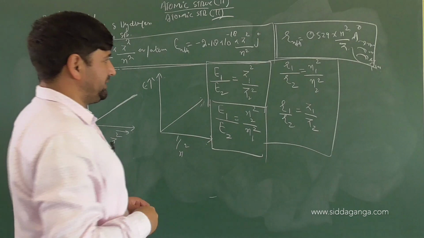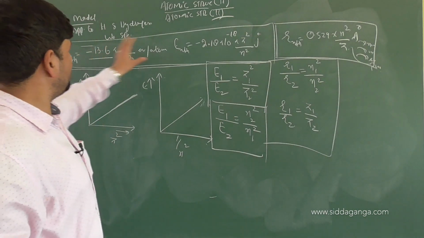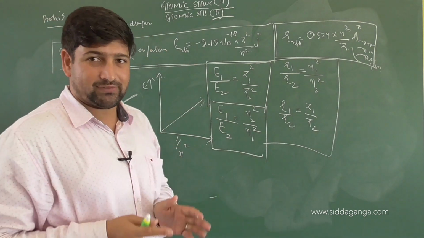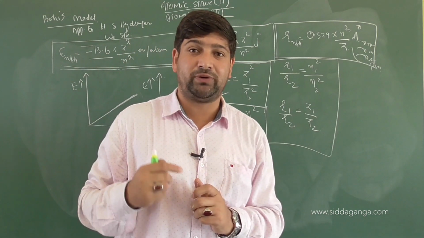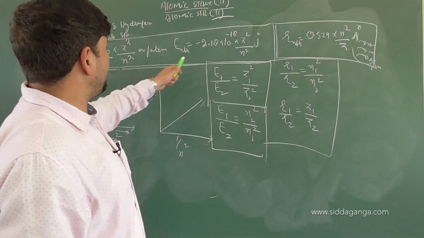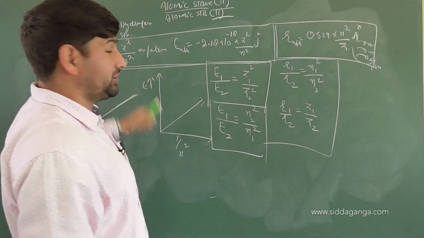Keep these equations in mind. So, we are getting these all, actually we can do it mathematically as well. How do we reach the value of minus 5.29? How do we reach the value of minus 2.18 or minus 13.6?